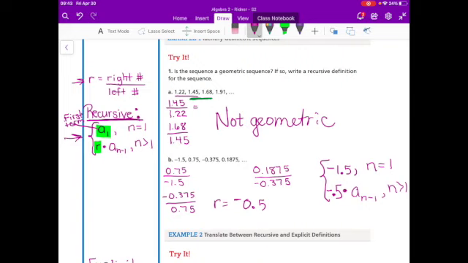So now when I look at that formula, I know that the first term is negative 1.5 and then I am multiplying by negative 0.5 to get the next number and the next number and the next number. So if I wanted that number right there, I would just multiply by negative 0.5.